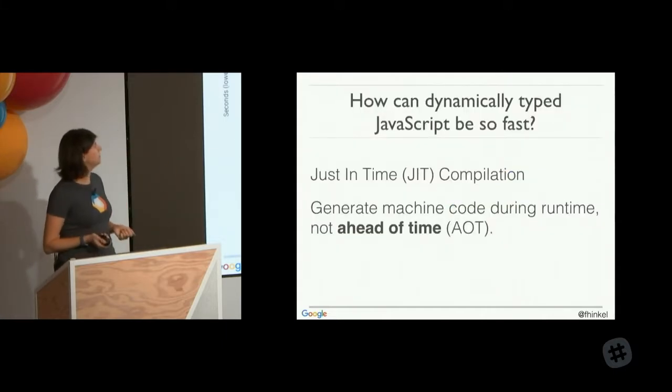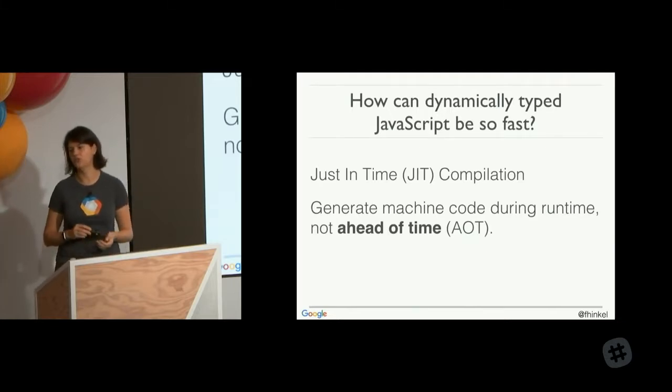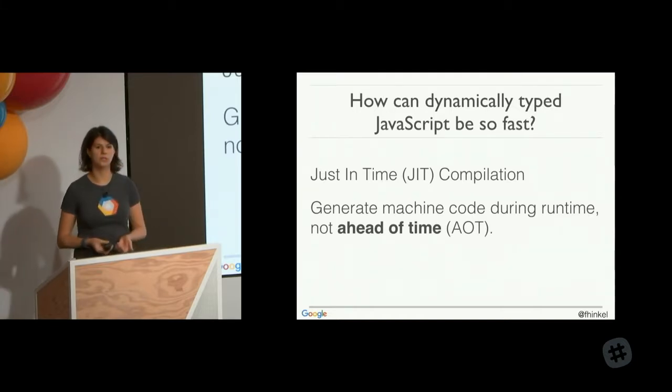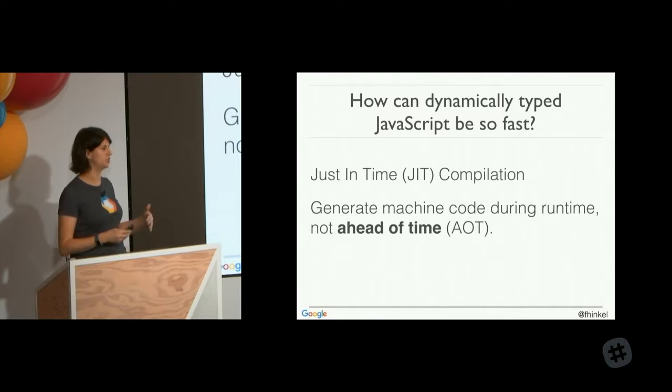So how can modern JavaScript be this fast? The trick that all modern engines use is just-in-time compilation. Just-in-time compilation, sometimes called lazy compilation, often abbreviated as JIT compilation. You can turn it into a verb and say, is this code JITted? So is it just-in-time compiled?